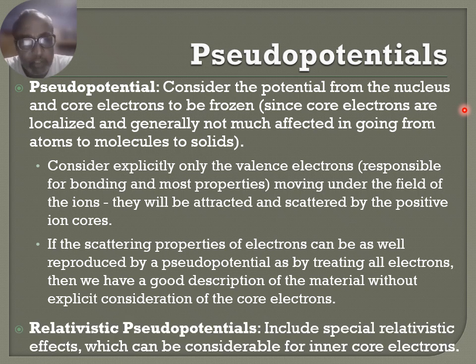Relativistic pseudopotentials are often used for heavy metals, and these include special relativistic effects, which can be considerable for the inner core electrons of heavy metals.